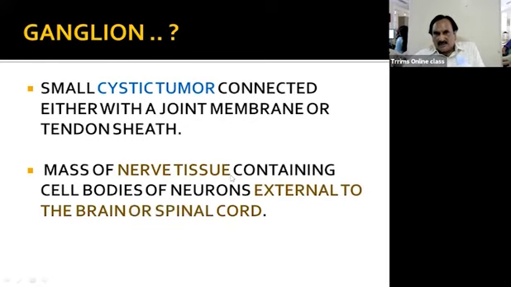The mass of the nerve tissue containing cell bodies of the neurons external to the brain or the spinal cord. So this is the mass of the neuronal cell bodies outside. The mass of the nervous tissue containing the cell bodies of the neuron external to the brain and the spinal cord. These are outside the brain and the spinal cord. This point you must remember. The ganglion is outside, not within.